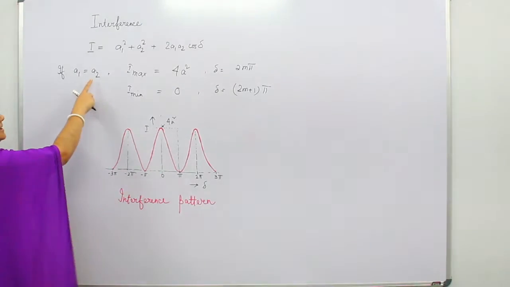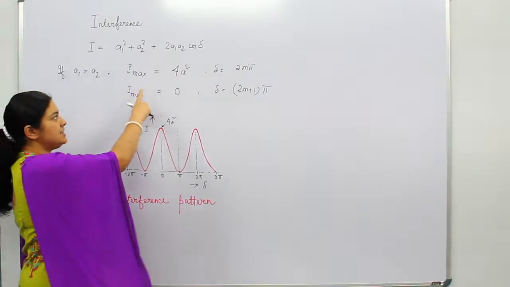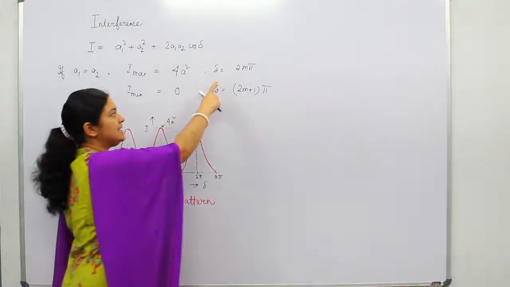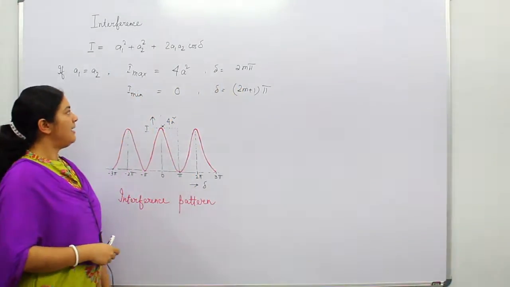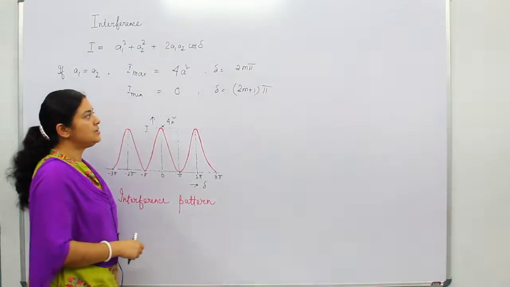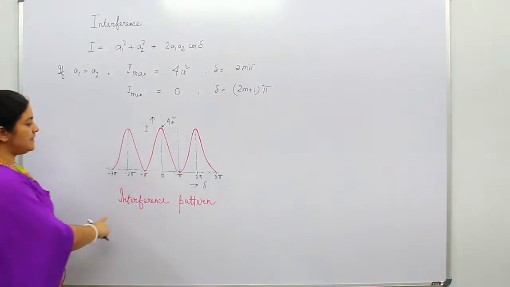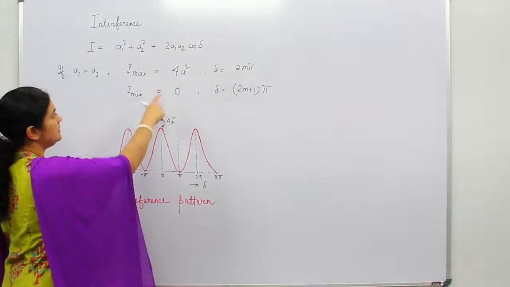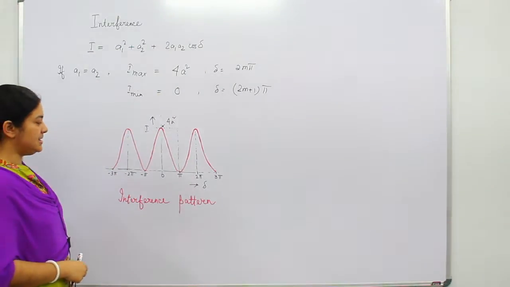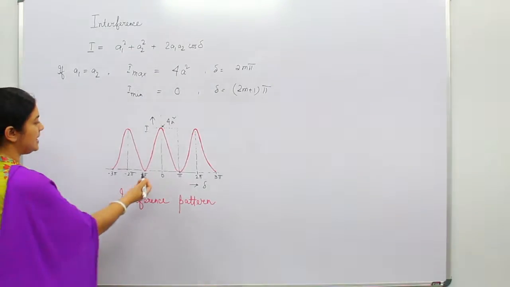If A1 is equal to A2, that is, the two amplitudes are equal, then the maximum intensity is obtained as 4A square when delta is equal to 2m pi, and the minimum intensity is obtained as 0 when delta is (2m plus 1) pi. The interference pattern observed using this information is obtained as shown here.